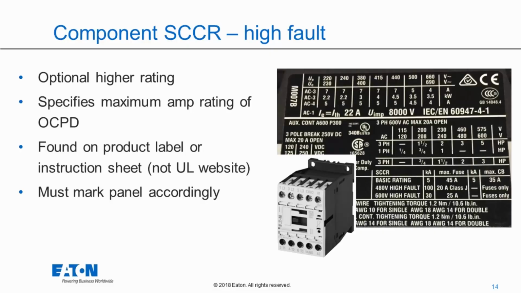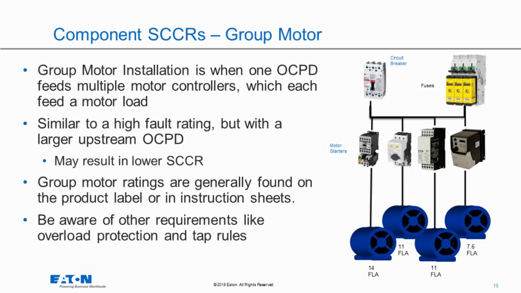It is not, however, part number specific, right? You don't look at this high fault rating and it tells you you've got to use a Bussmann LPJ-20SP, right? It just says any 20 amp Class J fuse. So it's sort of a generic combination rating in that way. And then of course on this one you can see there's a separate high fault rating at a different voltage.